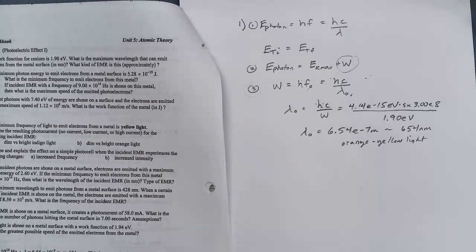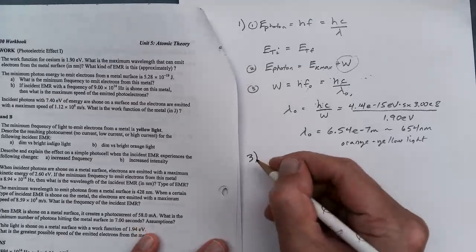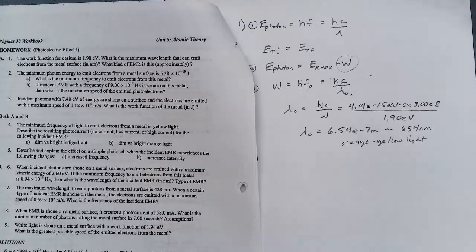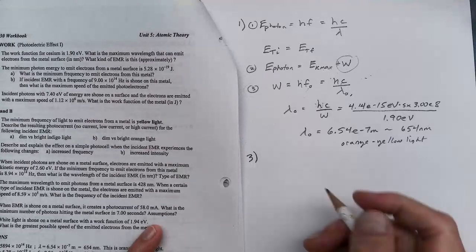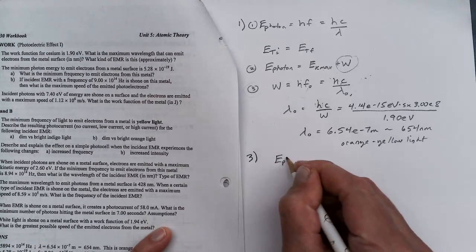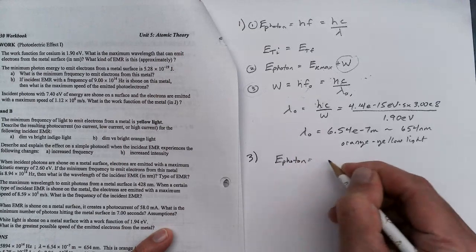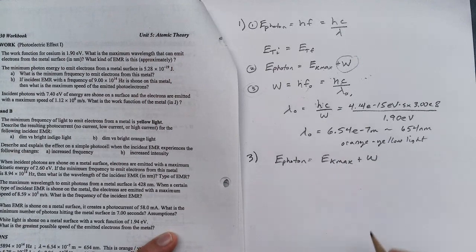Okay. All right, take a look at another question here. Let's look at question number 3. Incident photons with 7.40 eV of energy are shone on a surface, and the electrons are emitted with a maximum speed of 1.12 times 10 to the 6 meters per second. What is the work function of the metal in joules? Okay, so let's take a look at equation number 2 and use that one. So energy of the photon is equal to EK max plus W.